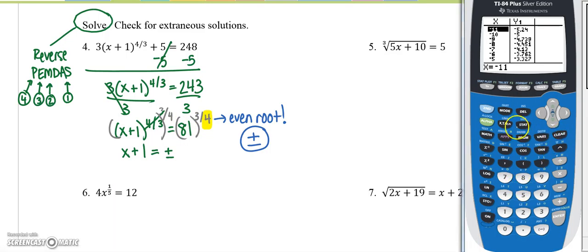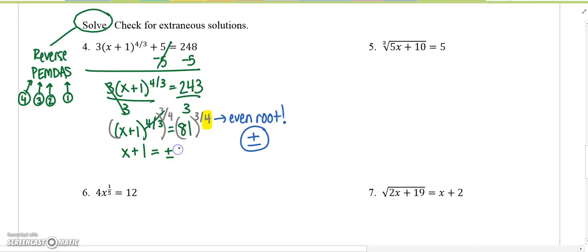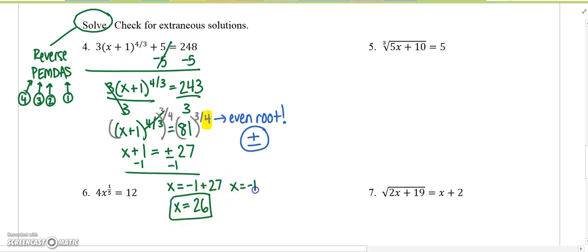Let me clear out of this. 81 to the 3/4 is 27, so that's plus or minus 27. And then I subtract 1. So that would be negative 1 plus 27, which is 26. And negative 1 minus 27, which is negative 28.